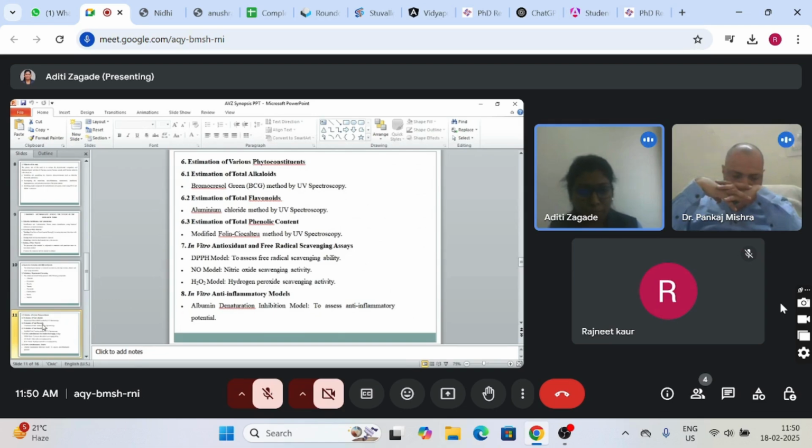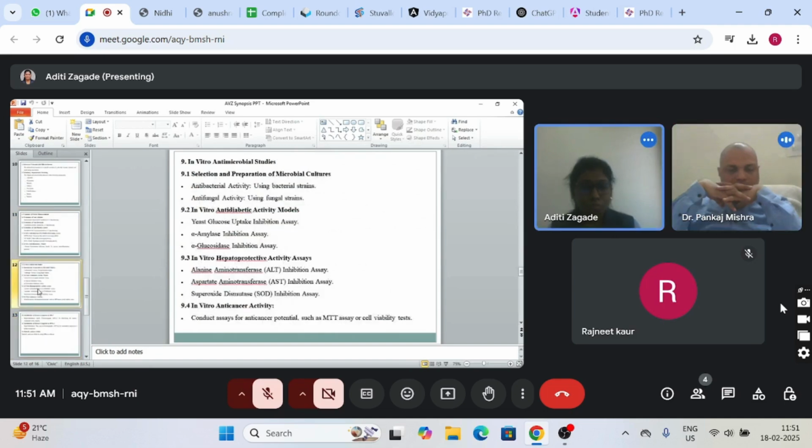By using the DPPH model, I am going to assess the free radical scavenging ability. Then the NO model is applicable for the nitric oxide scavenging activity. Then the hydrogen peroxide model is used for the scavenging activity. 8. In vitro anti-inflammatory model, albumin denaturation inhibition model to assess the anti-inflammatory activity of different kinds of phytoconstituents present in the Curcuma species. Then 9.